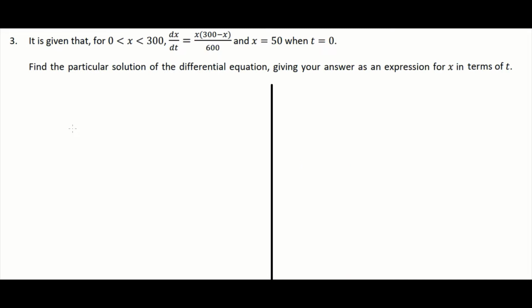Number 3, it is given that x is in the range of 0 to 300, so dx dt equals x times (300 minus x) over 600, and x equals 50 when t equals 0.